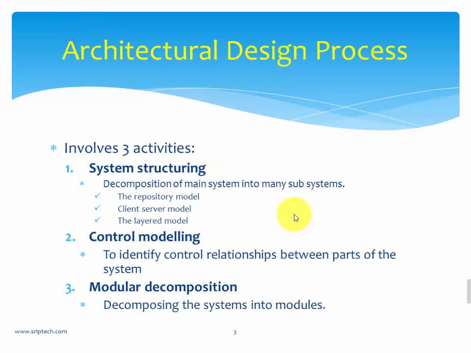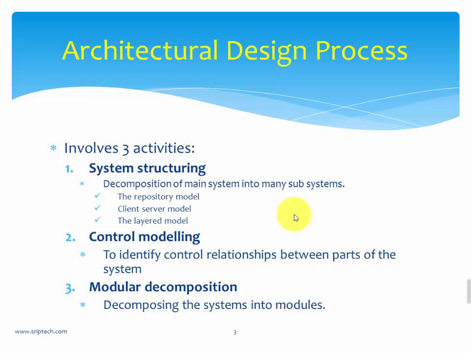We have already seen the architectural design process in our previous session, and we have seen that an architectural design process would involve three activities. The first activity is called system structuring. The second activity is called control modeling, and the third activity is called modular decomposition.